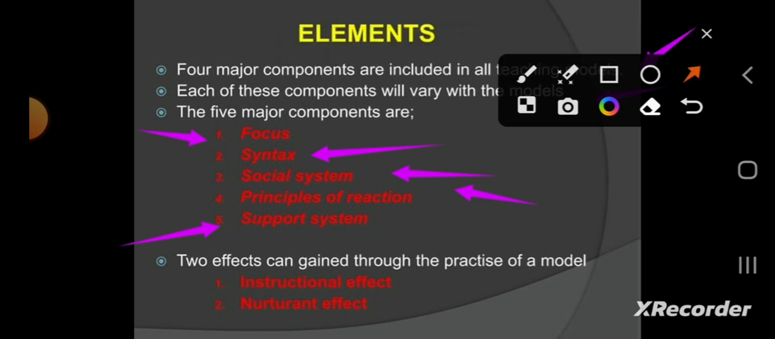Two effects can be gained through the practice of a model. Instructional effect. This refers to the direct impact of the teaching model on student learning outcomes. It encompasses how effectively the model helps students acquire knowledge, skills, and competencies. Nurturant effect. This effect focuses on the broader impact of the model on students' personal development and well-being. It includes fostering a positive learning environment, building student confidence, and supporting emotional and social growth.